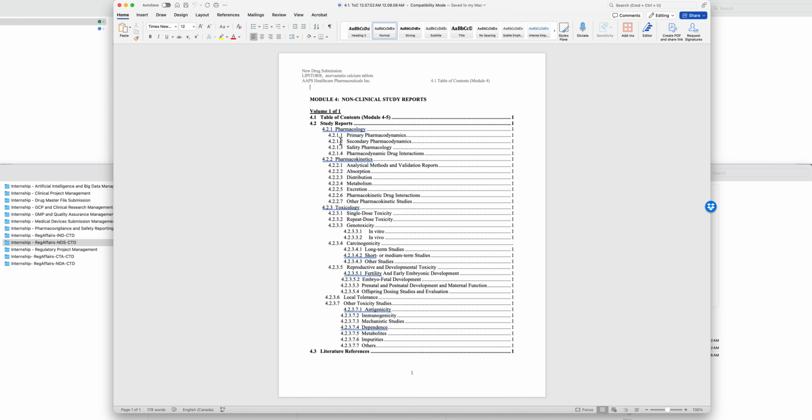If not, as I mentioned, we can add all of the study reports in one file, create a PDF, and then add bookmarks on the left side of the PDF. In this case, the reviewer will still have access to all of the study reports and will be able to review your application. Now, what goes into module 4211? Here we're going to add primary pharmacodynamics. But what is primary pharmacodynamics?